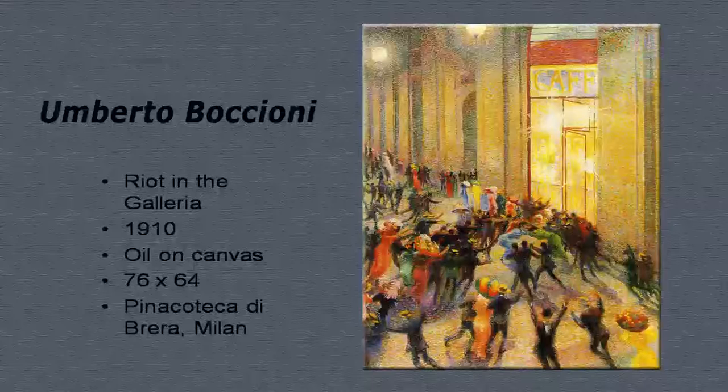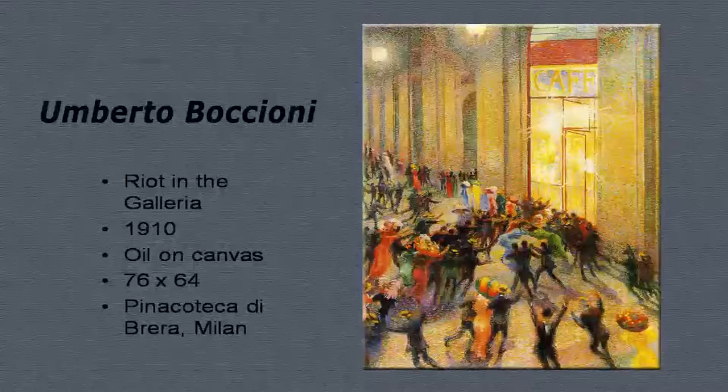Another important artist belonging to this movement was Umberto Boccioni. For example, in order to capture the movement of a certain situation, he paints this painting titled Riot in the Galleria. So there was a riot, there was a movement, a commotion, a certain kind of conflict and violence.